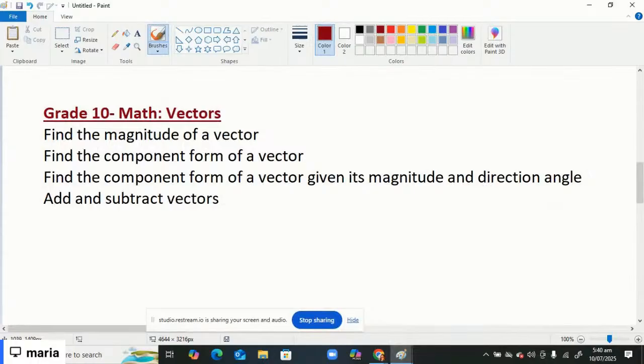So today we covered grade 10 maths. The chapter we covered today is vectors. And here is the list of the lessons. The first lesson is find magnitude of a vector, find component form of a vector, find component form of a vector given its magnitude and direction angle, add and subtract vectors.